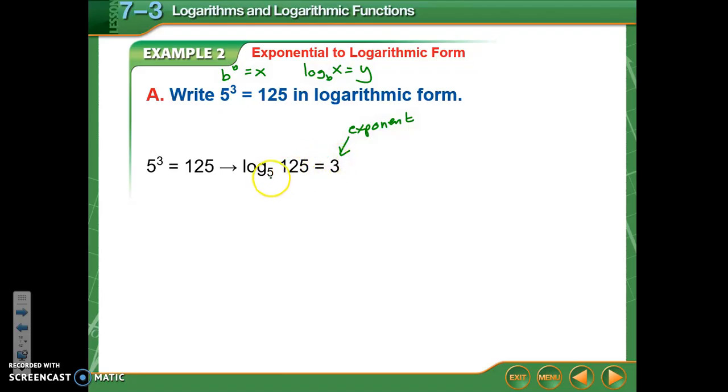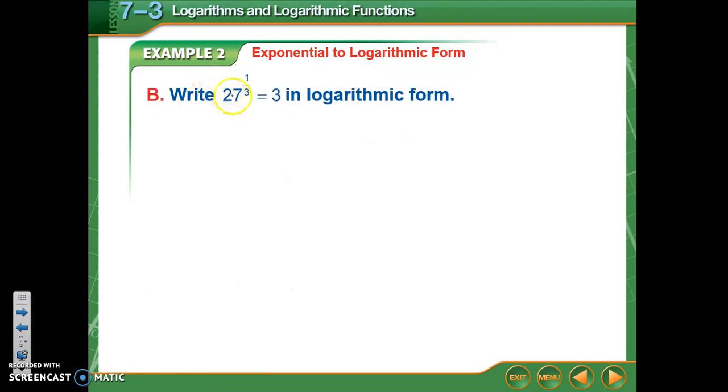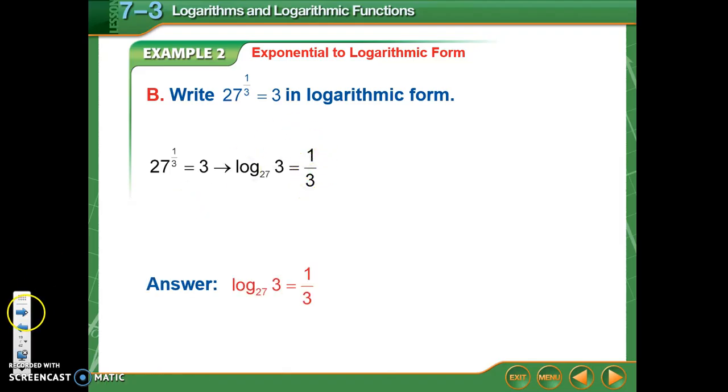You can always check by checking your little circle. 5 cubed equals 125. Yes, that's true, so it makes sense going back and forth. So that would be the logarithmic form. Log base 5 of 125 equals 3. Okay, and this one again, here my b is 27, y is 1/3, and x is 3. So in this case, log base 27 of 3 equals 1/3, because 27 to the 1/3 equals 3. And we will use this relationship in future sections to solve different kinds of equations.